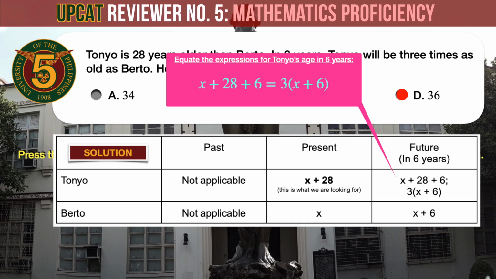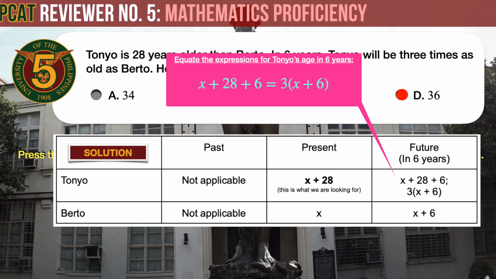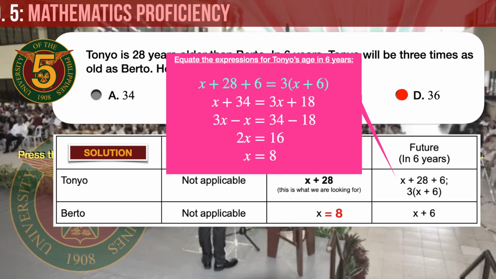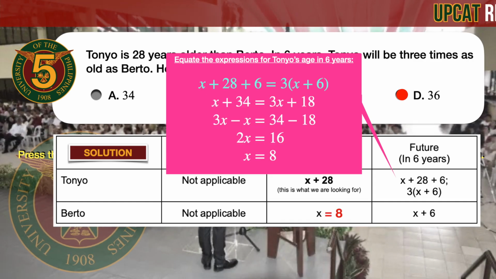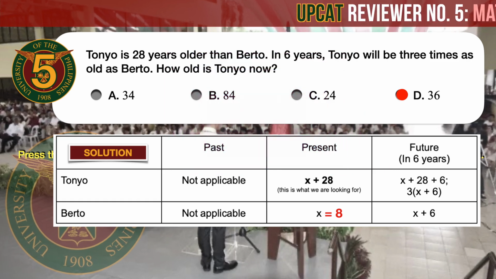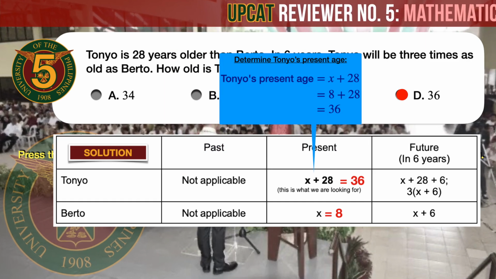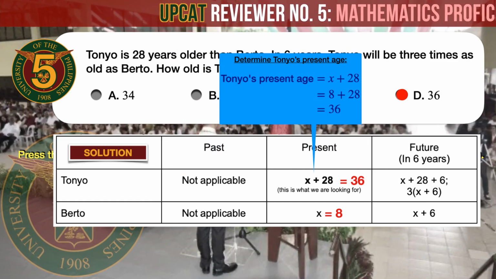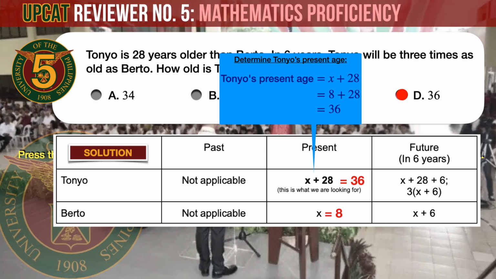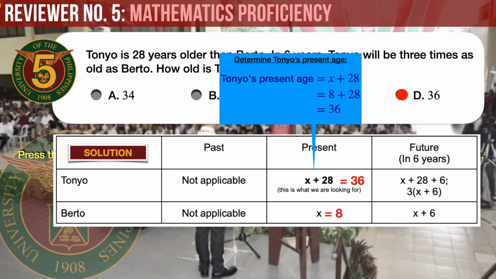Since we have two expressions of Tanyo's age in 6 years, we can equate the expressions to each other. From this equation we can proceed to solve for x, which is Berto's present age. So we just solve Berto's present age to be 8. With Berto's present age, or x, already known, we can proceed to compute for Tanyo's age, which is x plus 28. We should quickly determine Tanyo's current age to be 36.